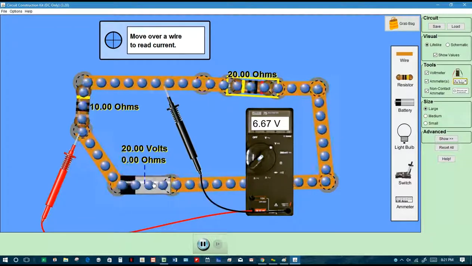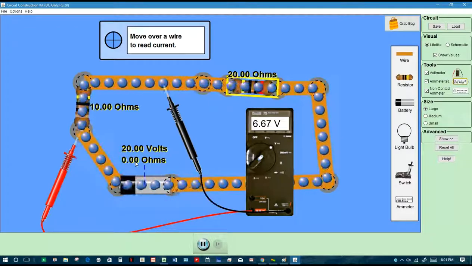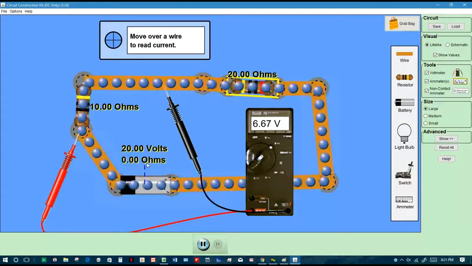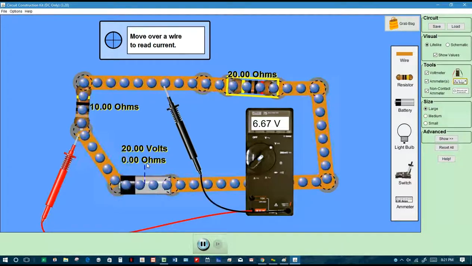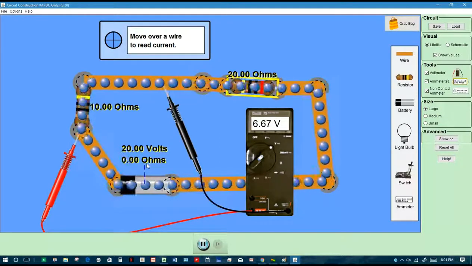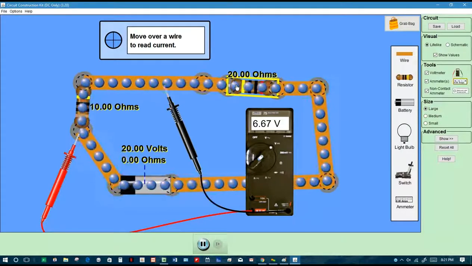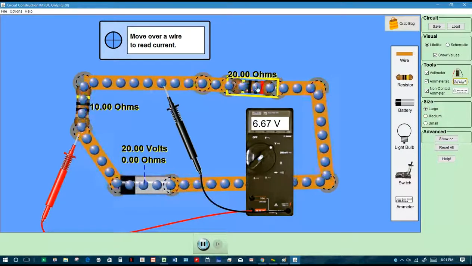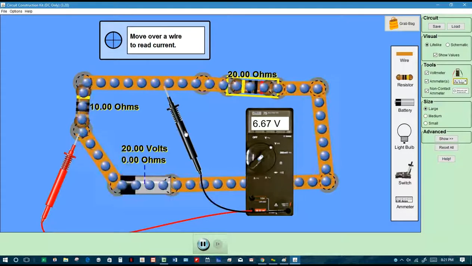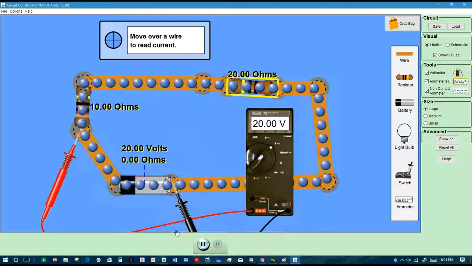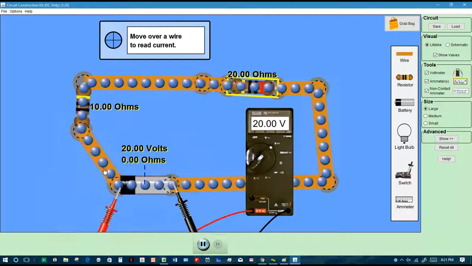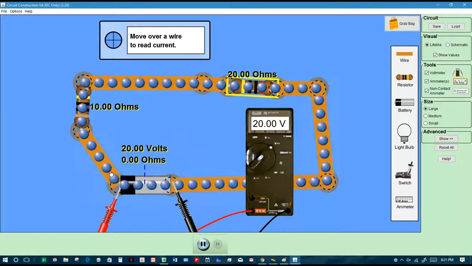Again, it also assumes, notice it says 20 volts and then 0 ohms here next to the battery. It's assuming that the battery has no internal resistance, and it's assuming the cables have no resistance. Okay. Not true in the real world, but it's just an assumption. So total resistance would be 30 ohms. What is the voltage of our battery? 20 volts. So how much current should be in our circuit right now?